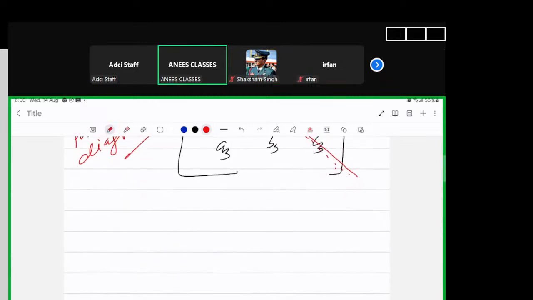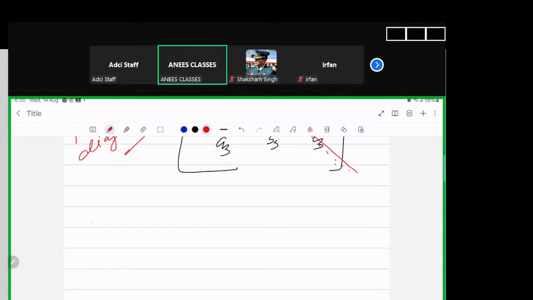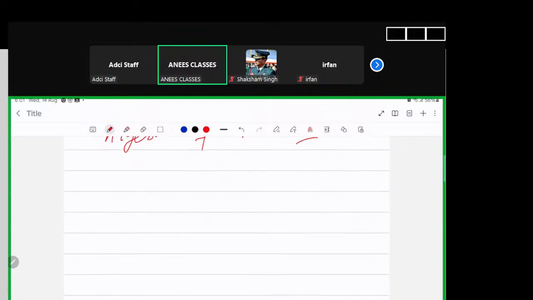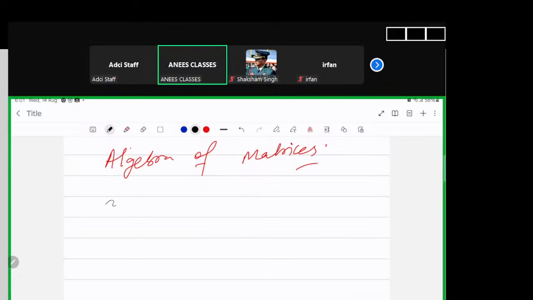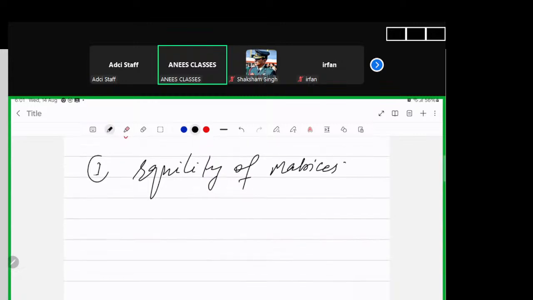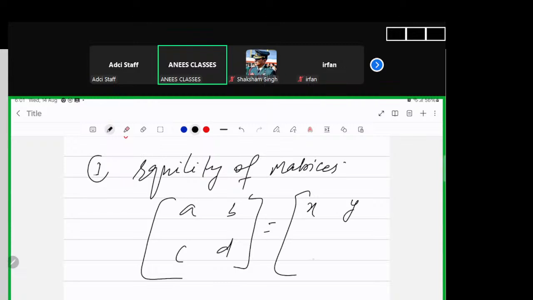Now, equal matrix. Now, algebra of matrices. I will start. Algebra of matrices. Equality of matrices. Two matrices will be equal if corresponding elements are equal and orders are the same.